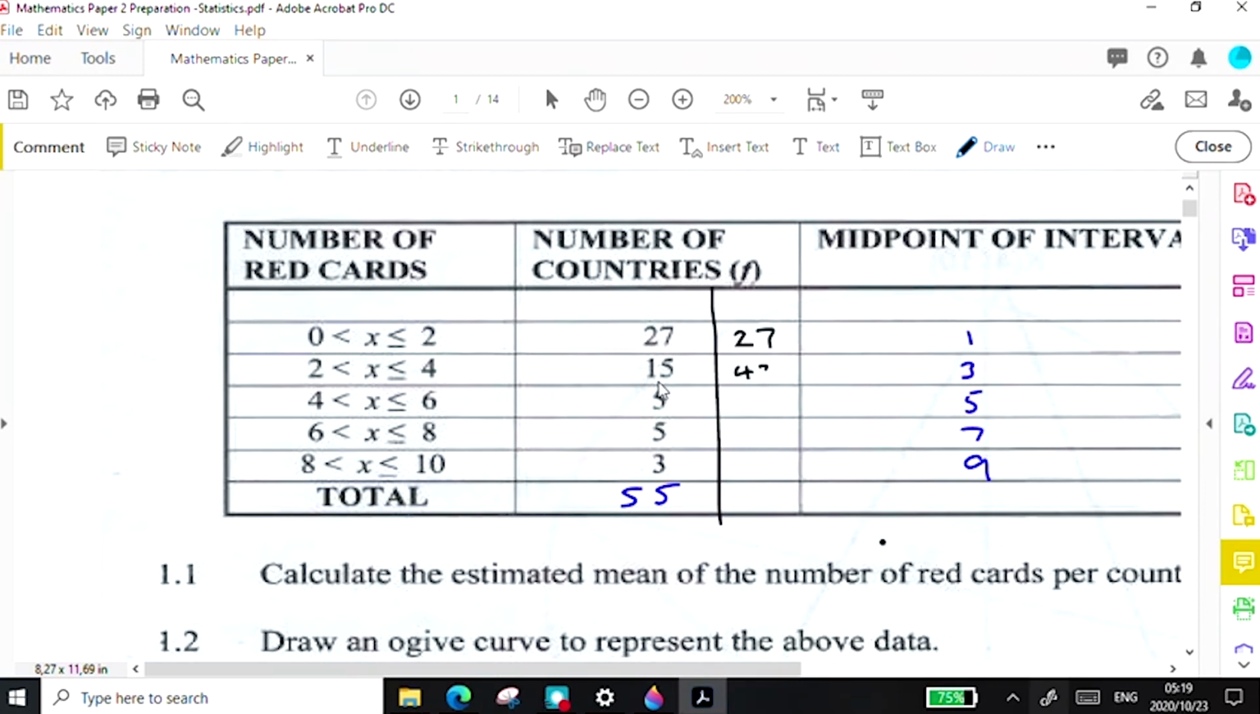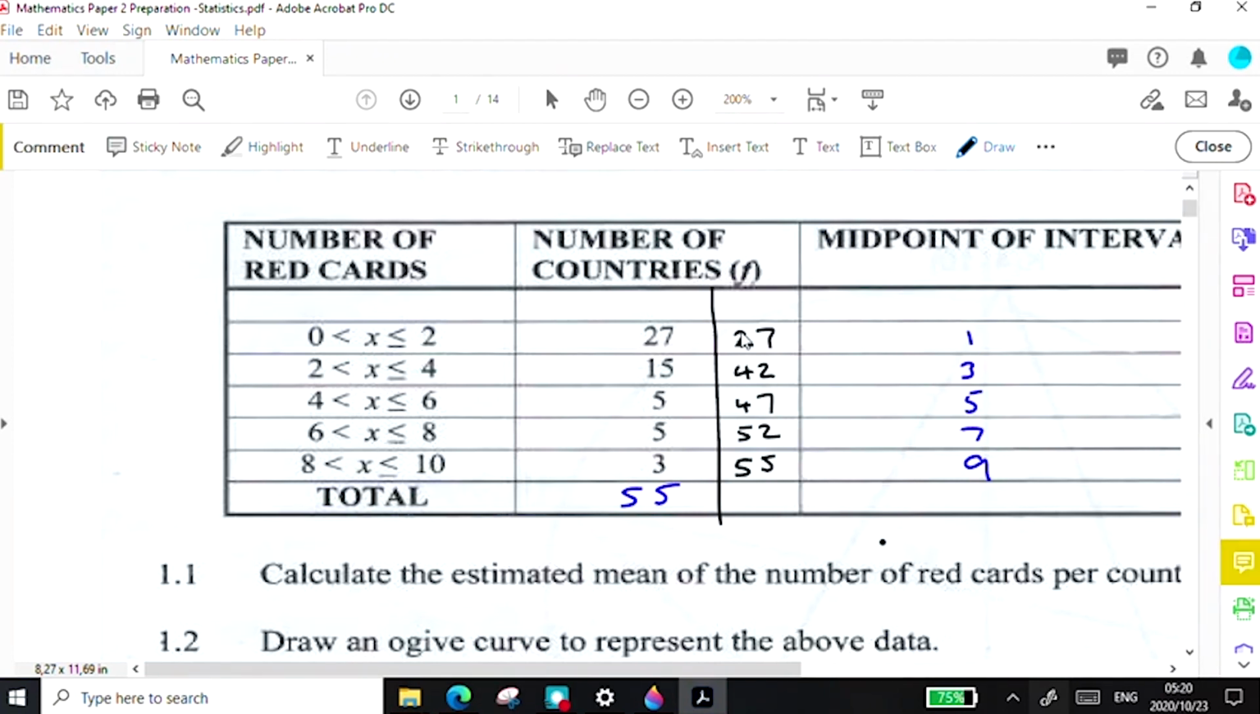We add 42 with 5, we get 47. We add 47 with 5, we get 52. We add 52 with 3, we get 55.